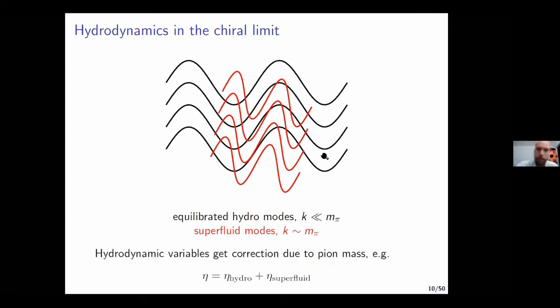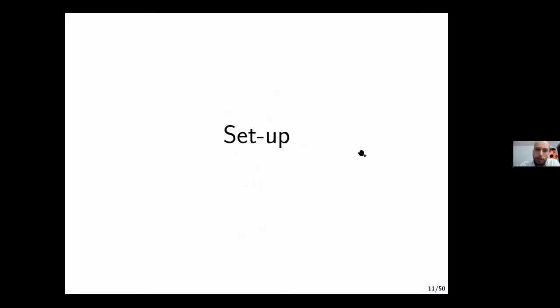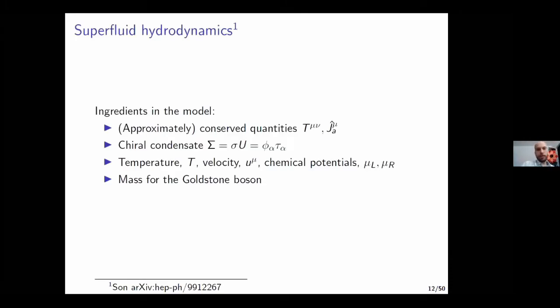And what we'll see by the end of this talk, as a teaser, is that the hydrodynamic variables get a correction due to the pion mass. So for instance, we'll compute the shear viscosity. The QCD theory, the hydro theory that's the underlying description, has some transport coefficient which you can determine in advance, and we'll now get some correction coming from these superfluid modes. So then I can tell you about the ingredients in our model.